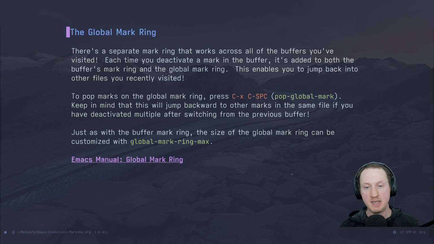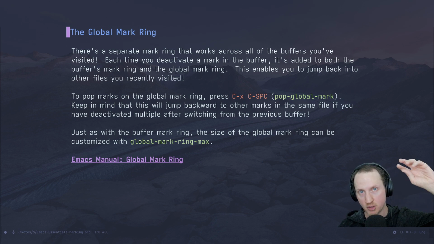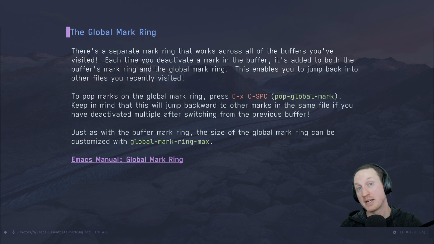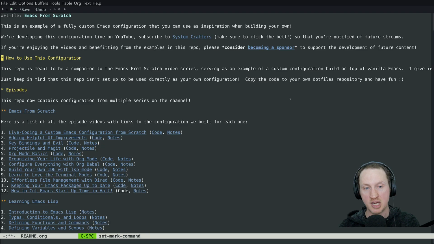So there's a separate key binding for doing this. That's Control X, Control Space, which runs the pop-global-mark command. And when you do that, it will cycle through the most recent deactivated marks no matter where they happen. So if you did, like, 2 deactivated marks in the current file, it will go back between those. But if you did a deactivated mark in another file before that, it will jump back to that other buffer, to that location where you did a mark.